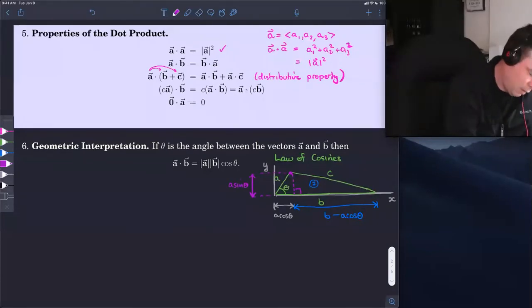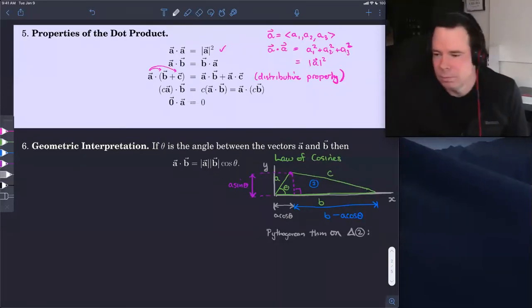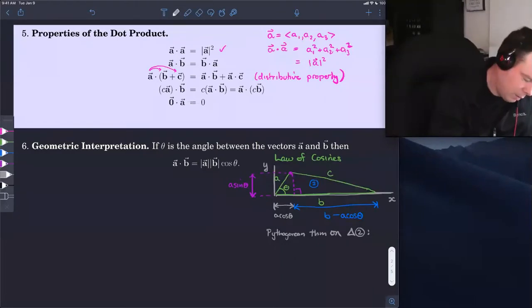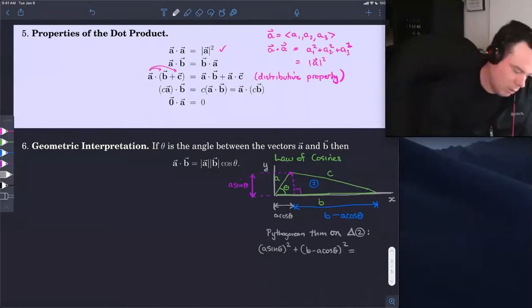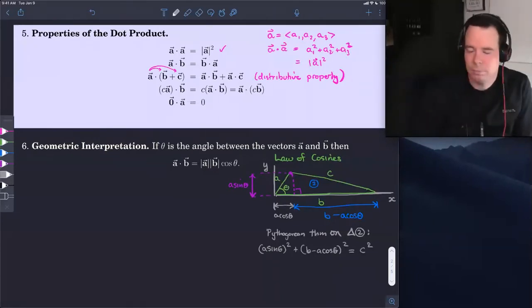And now we can use the Pythagorean theorem. So Pythagorean theorem on, I'll say it this way, on triangle number 2, that blue triangle. And what the Pythagorean theorem tells us is that the length of one leg, A sine theta, all squared, plus the length of the other leg, B minus A cos theta, all squared, is equal to the square of the hypotenuse. So that's equal to C squared. So that's the Pythagorean theorem on that triangle 2.